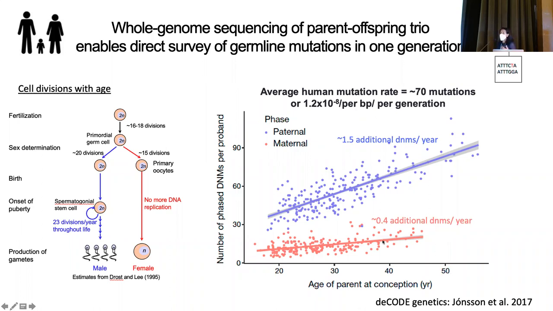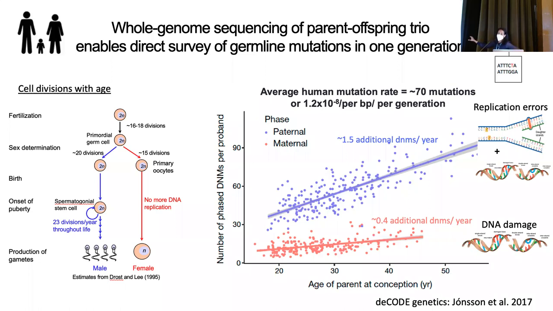Surprisingly, we also see that there is a significant effect of the mother's age, which is not consistent with our understanding of oogenesis, because what we expect is that the oocytes do not divide after the birth of the mother, and yet there is an increase in the number of mutations with the age of the mother. Now, this could be because mutations in mothers occur because of DNA damage. In fathers, they occur because of both replication errors and DNA damage. And then the rate of paternal mutations is about three times higher than maternal mutations.